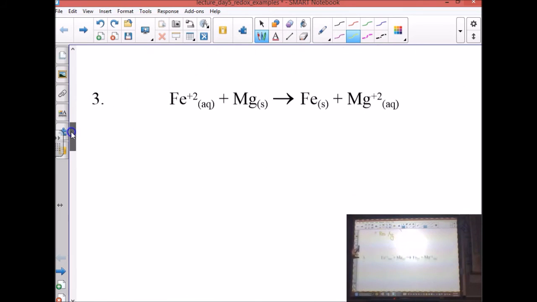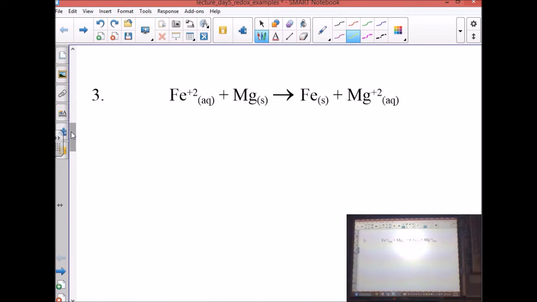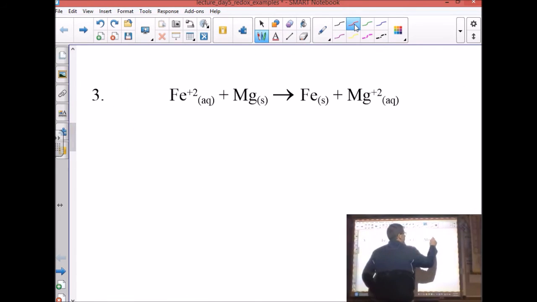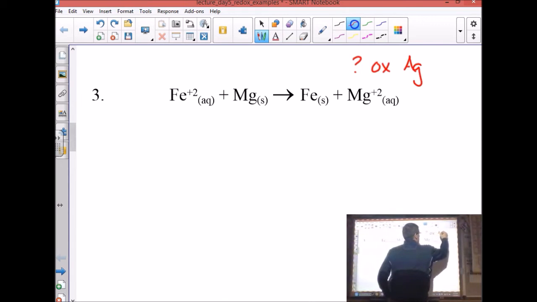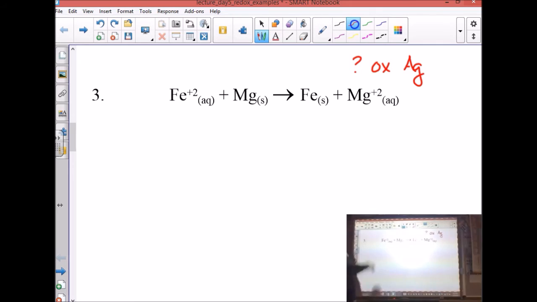All right, try number 3 on your own. And the question I'm going to ask here is, who is the oxidizing agent? Now let's see how good you are. Can you figure it out by just looking at the equation? Yes, you can. It's iron.